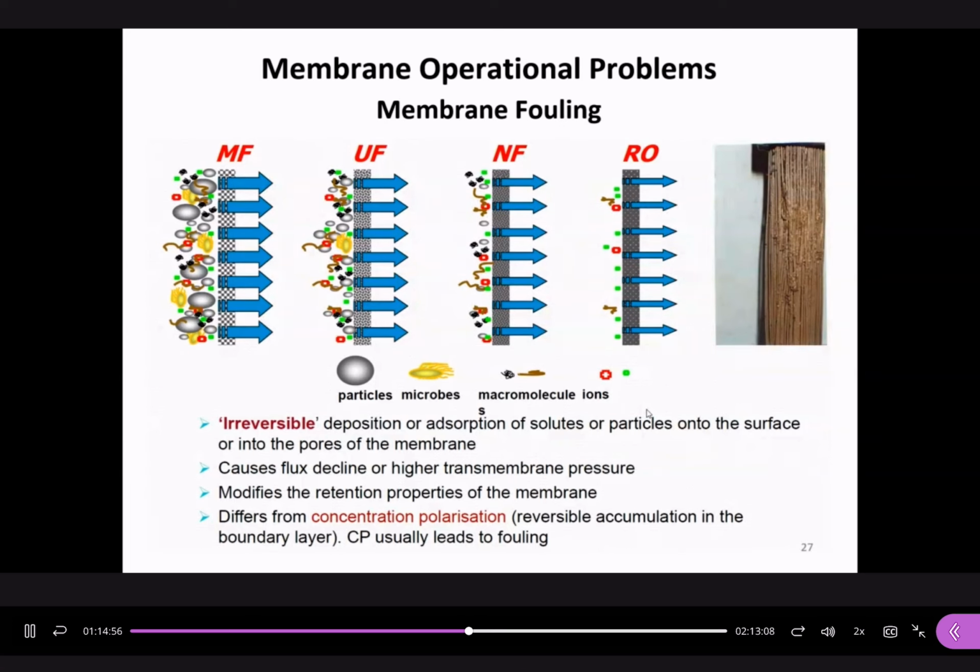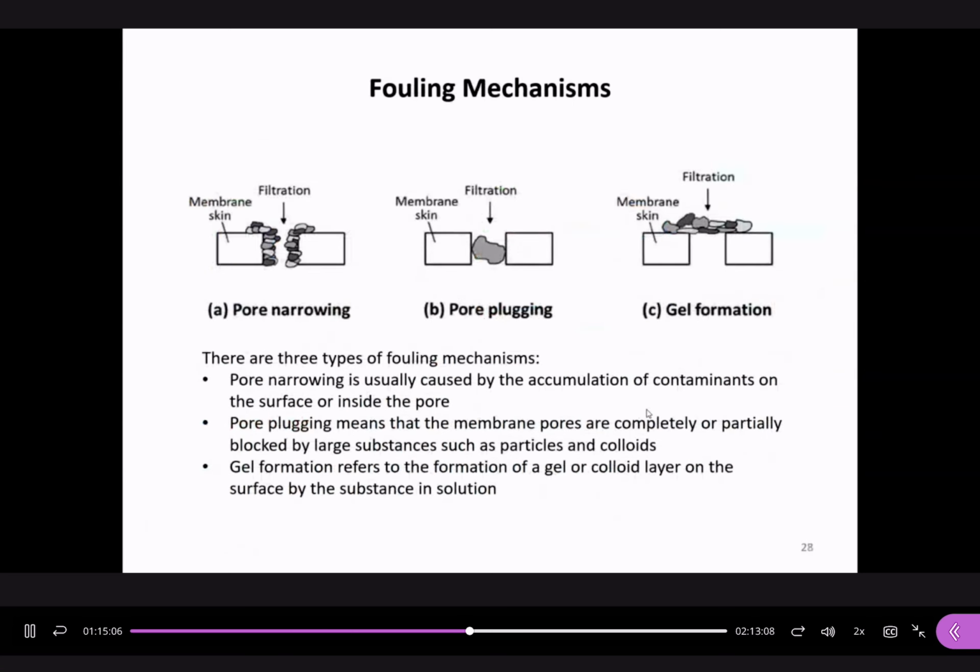It differs from concentration polarization. This is a fouled hollow fiber membrane. See here, very dirty. Fouling mechanisms: what kind of fouling? Narrowing the pore, attached to the surface of the pore, so the pore becomes narrower. Plugging, to completely block the pore. Gel formation or cake formation on top of the pore, on the surface. It's like a gel and like a cake. It still blocks the pore, but by a different mechanism from pore blocking. We have some definitions here.